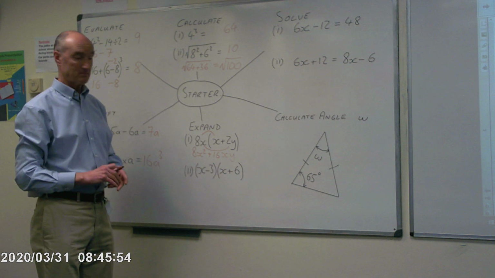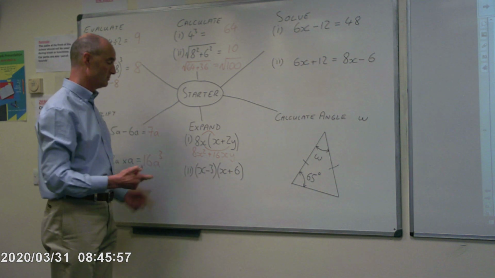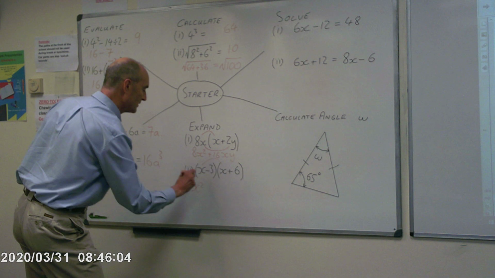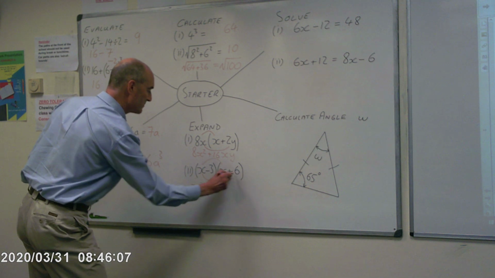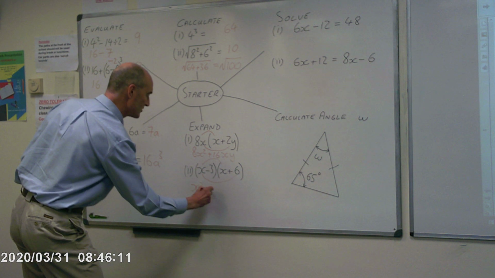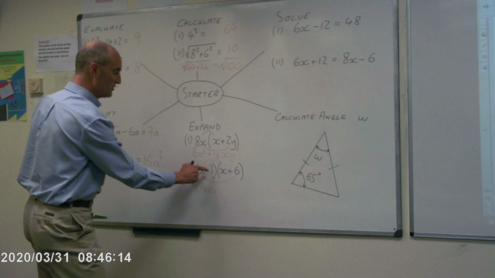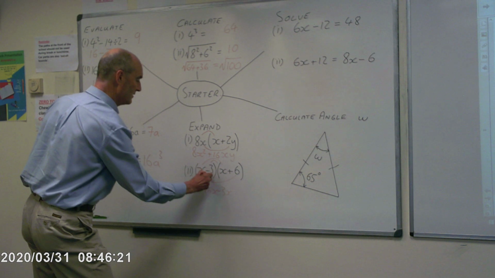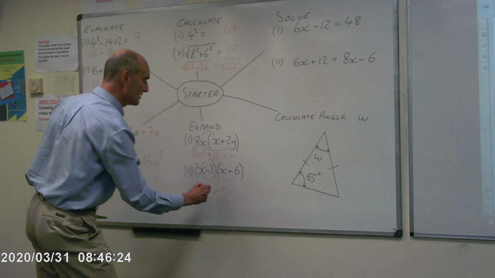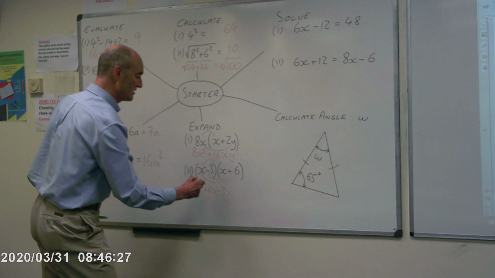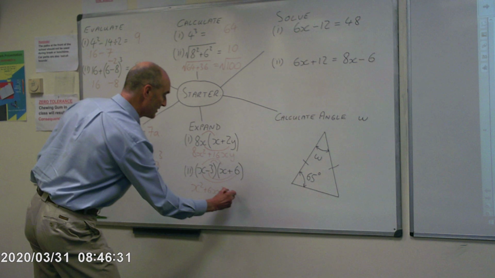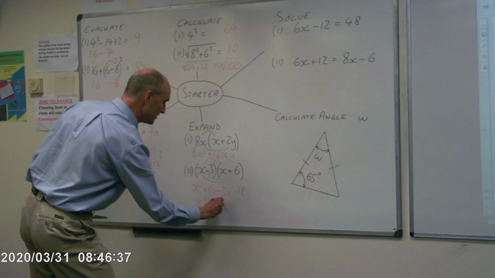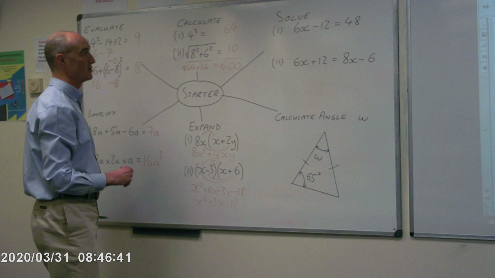Two brackets multiplied together, FOIL. First terms, the x and the x, x squared. Outside terms, the x multiplied by the 6, plus 6x. Inside terms, minus 3 times the x, minus 3x. Last terms, minus 3 times plus 6, so it's a minus times a positive, that gives us minus 18. Bring together the like terms, x squared plus 3x minus 18 is our solution.